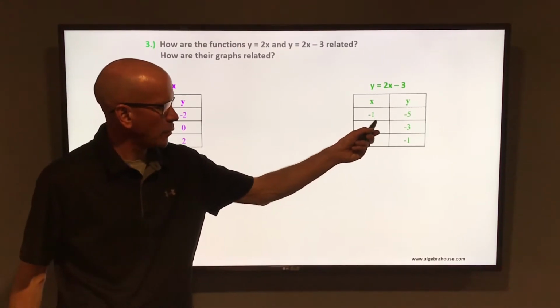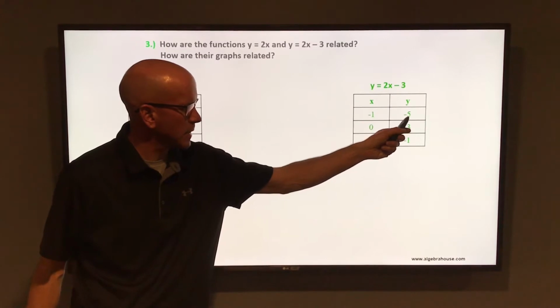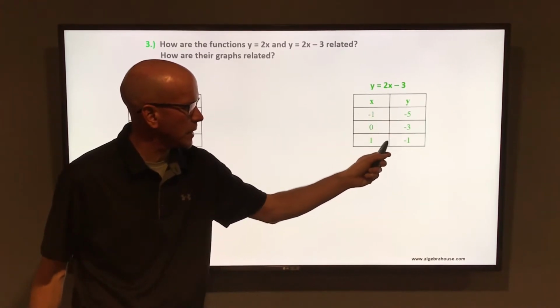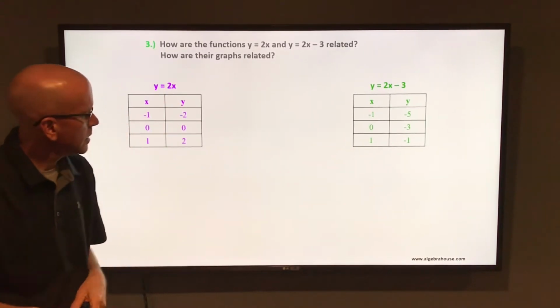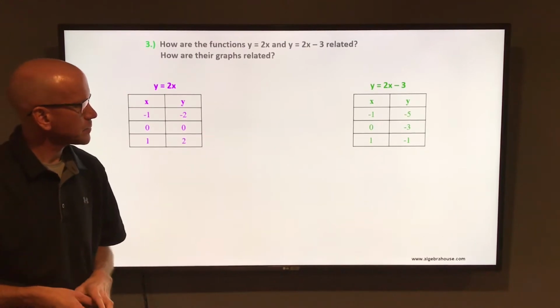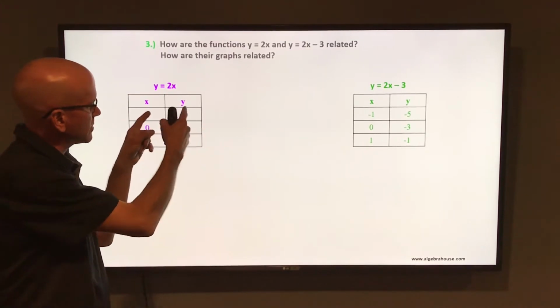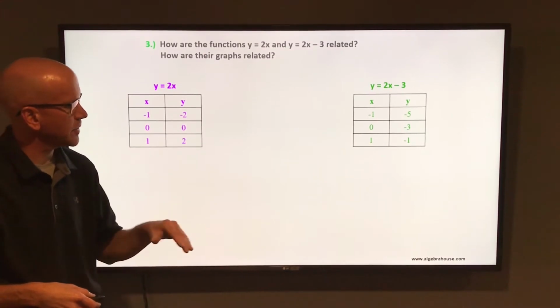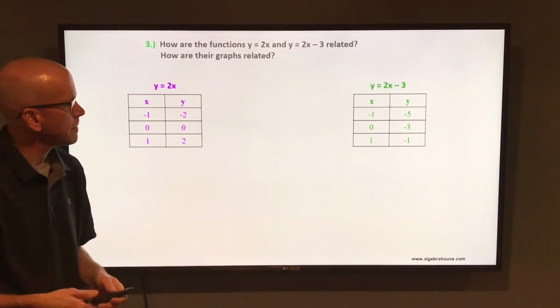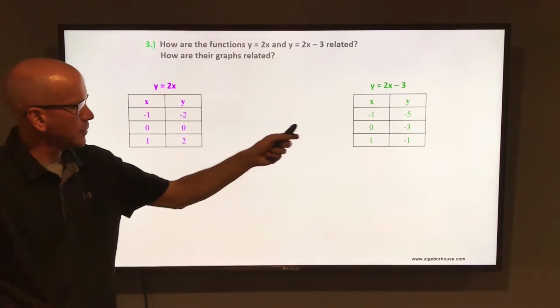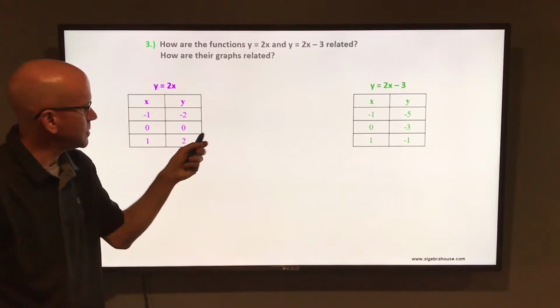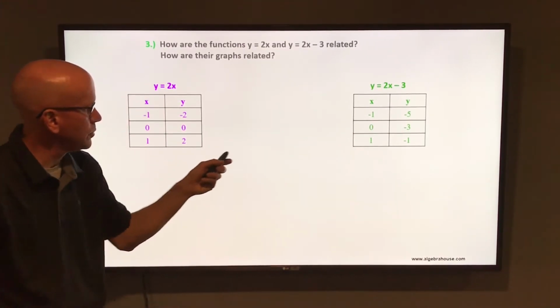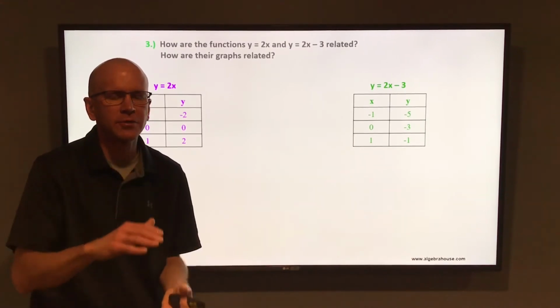Likewise, if you put negative 1 in for x into y equals 2x minus 3, you get negative 5. 0 in, you get negative 3. And 1 in, you get negative 1. So if you look at the difference in the y values from y equals 2x to y equals 2x minus 3, you can see the y values are shifted down 3 units. From y being negative 2 to y being negative 5, 0 to negative 3, and 2 to negative 1. Each of those y values is shifted down 3 units.